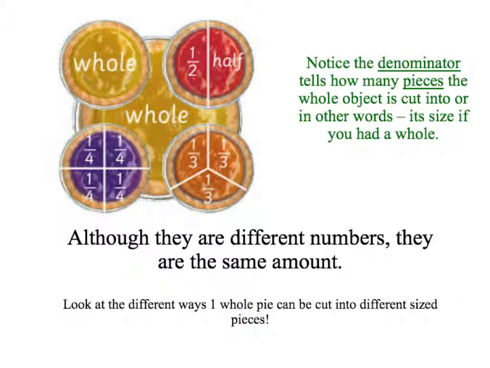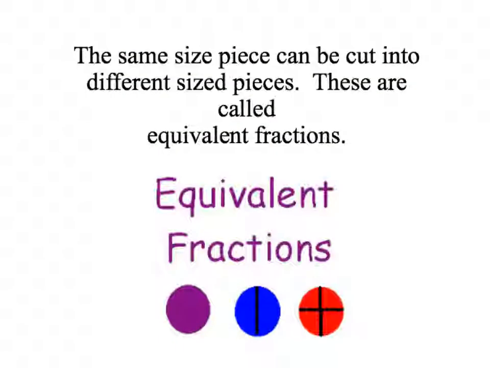Notice the denominator tells how many pieces the whole object is cut into, or in other words, its size if you had a whole. Although they are different numbers, they are the same amount. Look at the different ways one whole pie can be cut into different size pieces. The same size piece can be cut into different size pieces. These are called equivalent fractions.